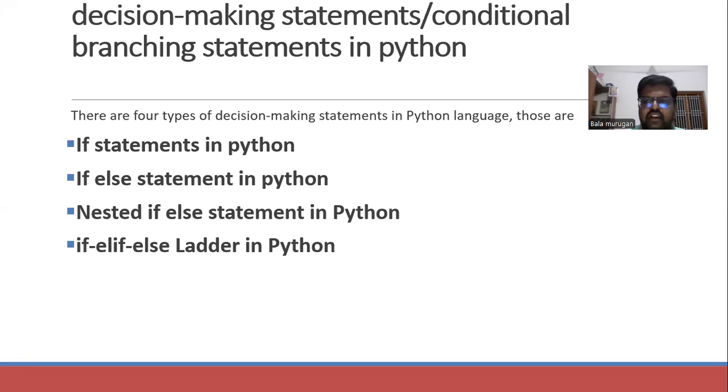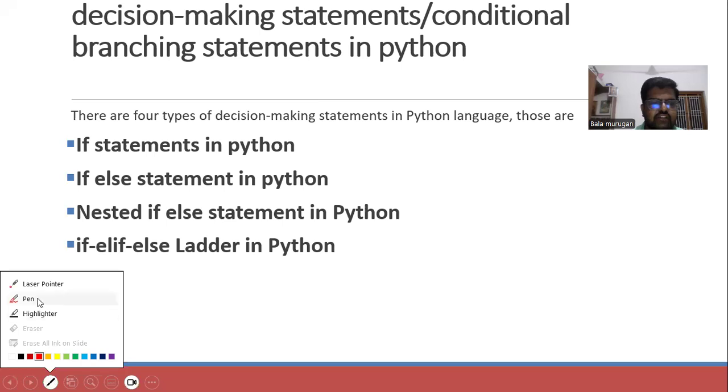Relational operators are also called comparison operators. Then we have seen assignment operators: equal to, plus equal to, minus equal to, and so on. Likewise, we have seen assignment operators. Then identity operators, is and is not, then membership operators, in and not in. In this session, we discuss the various decision making statements that are available in Python.